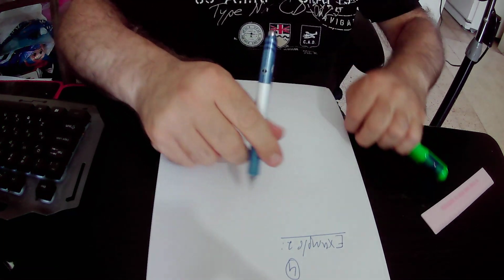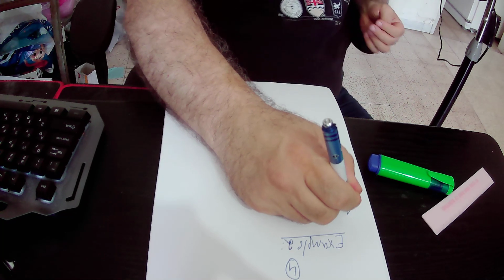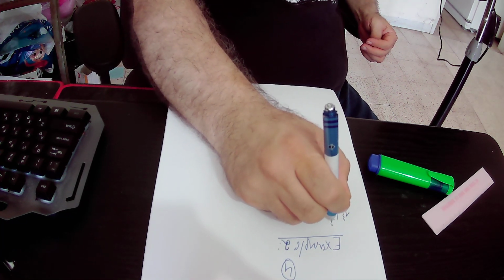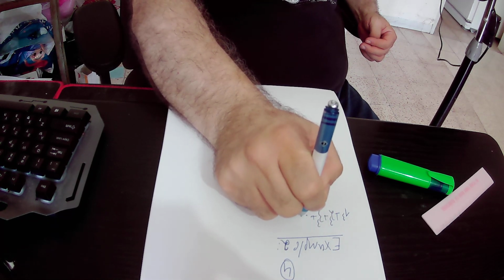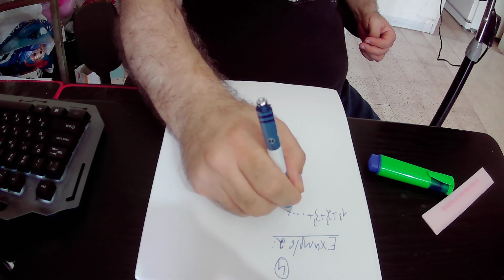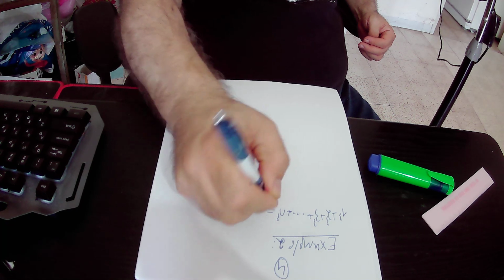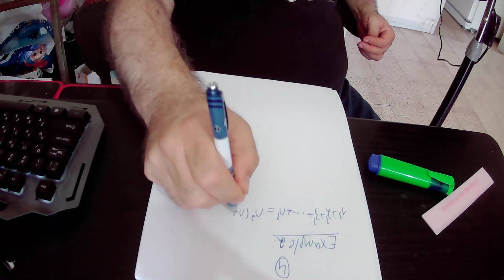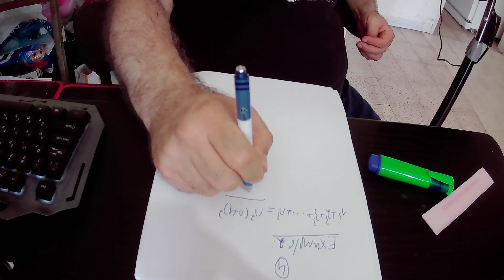So the second example will be 1 to the power of 3 plus 2 to the power of 3 plus 3 to the power of 3 plus ... plus n to the power of 3 equals n squared times (n plus 1) squared, all divided by 4.